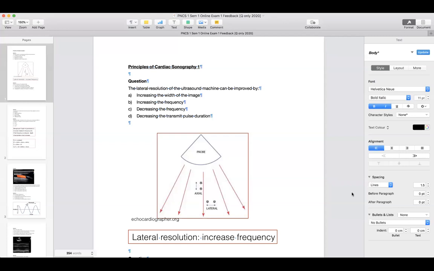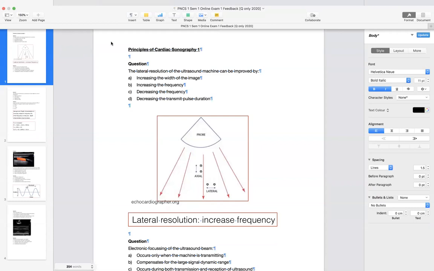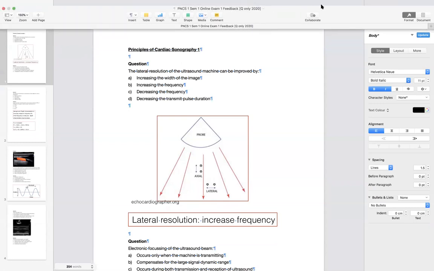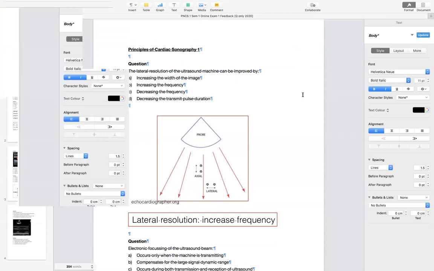So to do so, I'll share the screen here, and again I might ask someone just by way of the chat, can someone just confirm that they can see that screen, which has principles of cardiac sonography at the top? Yes, a couple of yeses. Great, thank you.